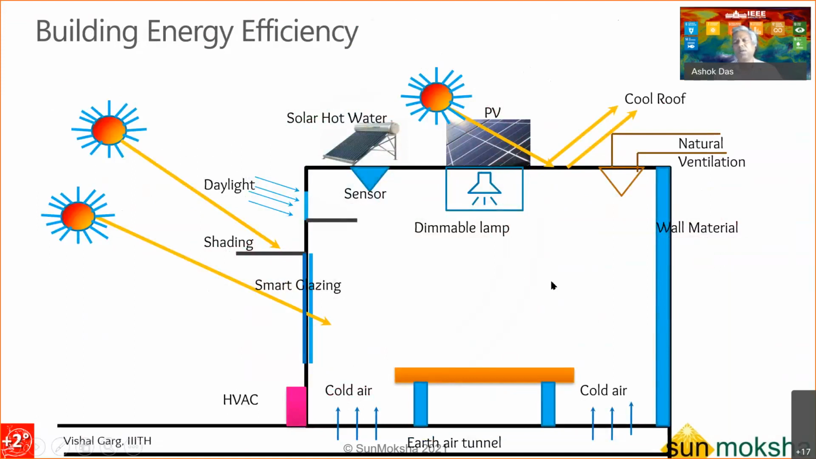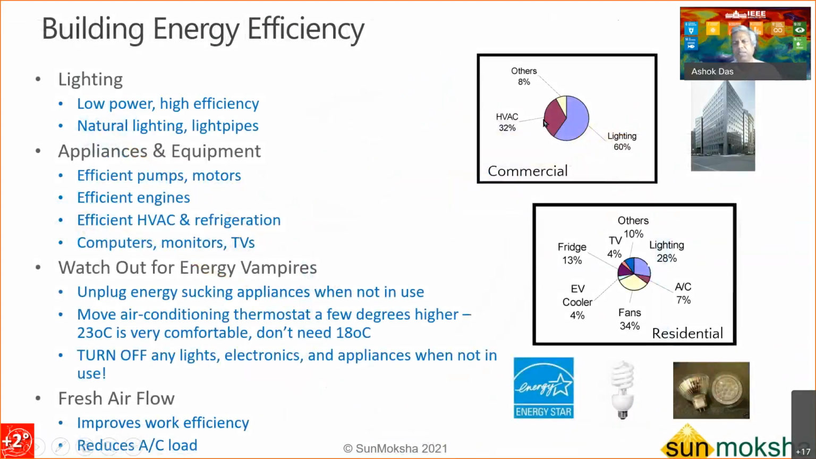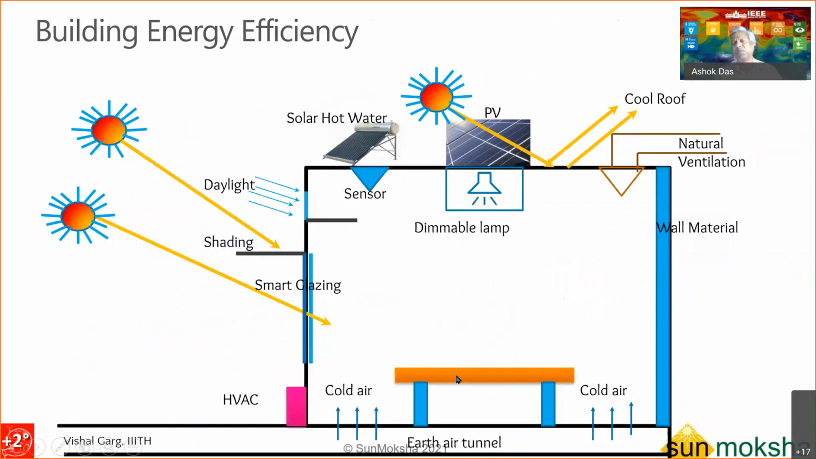Buildings are the maximum consumers of energy. Commercial buildings consume 60%, mostly lighting and others. And in residential also, lighting, fans, etc. So buildings are major consumers, and there are many ways to reduce building energy consumption. Of course, including solar PV for localized generation, using daylight as much as possible to reduce the use of lighting, and also using natural ventilation, etc., to reduce the use of air conditioning.